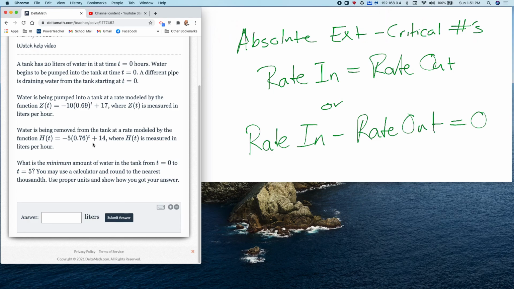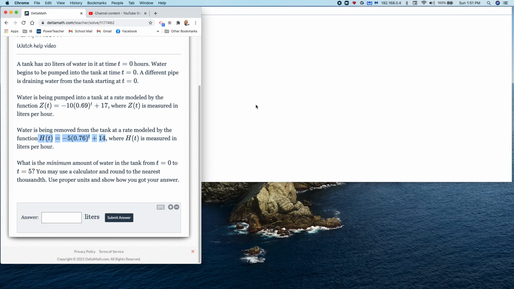So notice that this one is saying the tank has 20 liters at time t equals 0. And notice down here it says, what is the minimum amount in here? We have a rate pumped in. We have a rate pumped out. So we're going to use our calculator to come up with where those two things intersect. I'll do it off of a Desmos calculator, but the idea is that I know I'm going to have this amount, and this amount is going to be that 20 plus the integral from 0 to t of the rate at which it's being pumped in, minus the rate at which it's being pumped out.